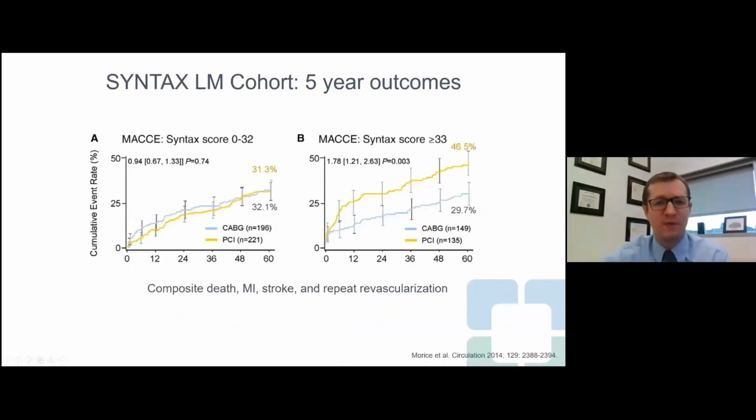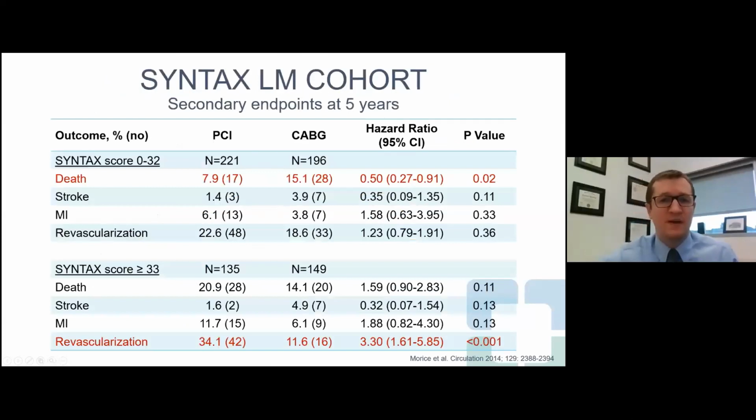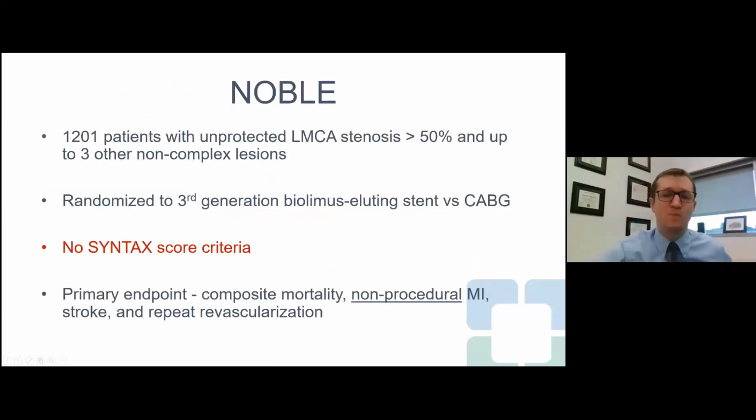And if you split it by syntax score, what you find is that those patients that had a lower or intermediate syntax score actually did equivalent in terms of the composite endpoint, whereas those patients that had an elevated syntax score of more than 33, obviously CABG was the better choice. And that's what you see here kind of in the hazard ratios as well. And really the big benefit towards CABG was in those patients that needed repeat revascularization. So that's Syntax, but that's a pre-specified analysis of a randomized controlled trial.